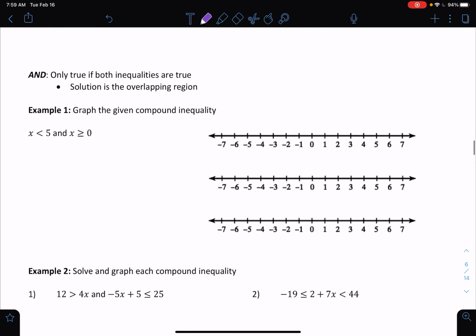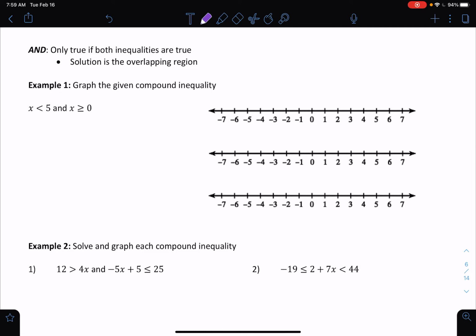So this is only true if both inequalities are true. So the solution is an overlapping region. So what does that mean? What if we have something that says x is less than 5 and x is greater than or equal to 0? If I just graphed x is less than 5, it would be an open circle at 5 shading to the left because x is less than 5.